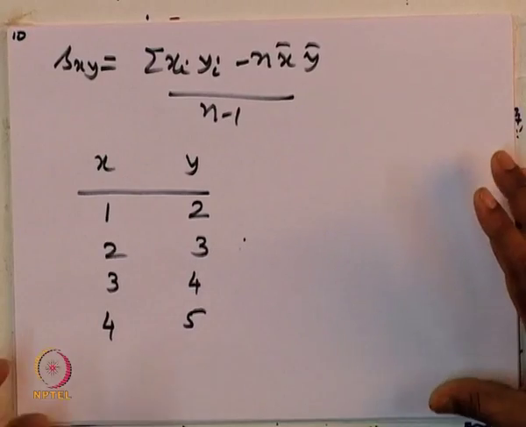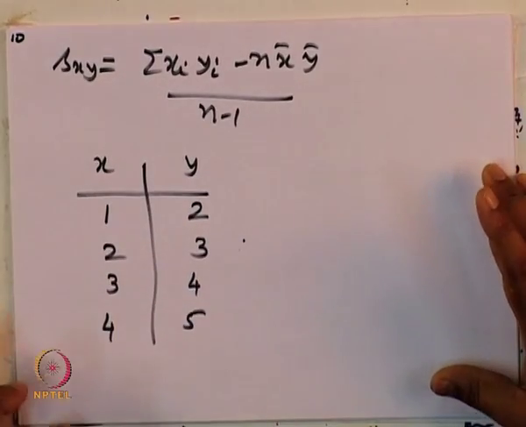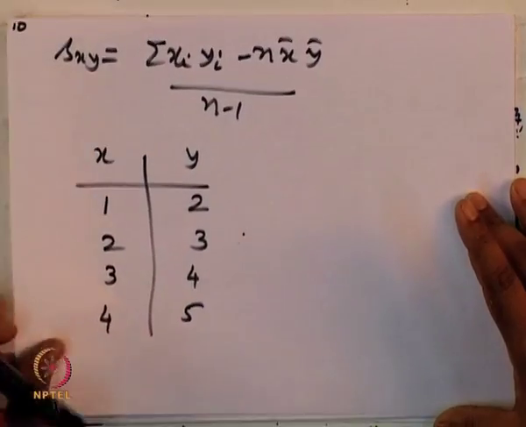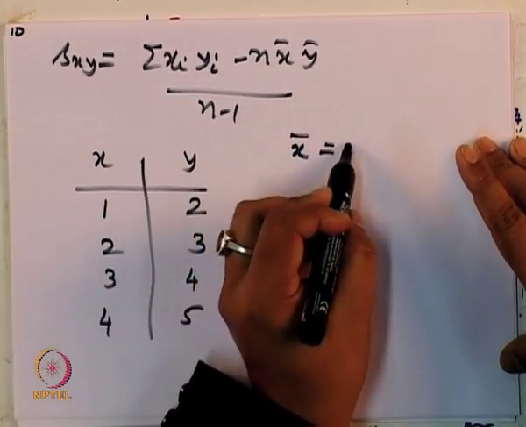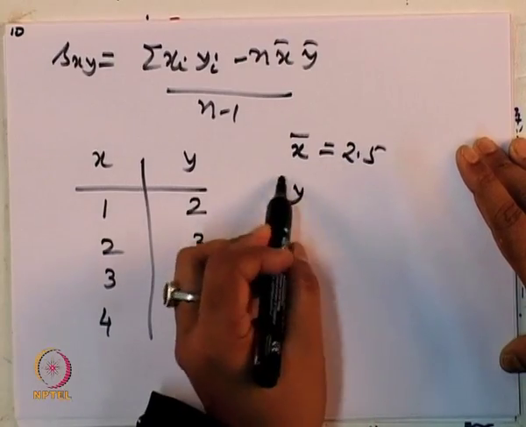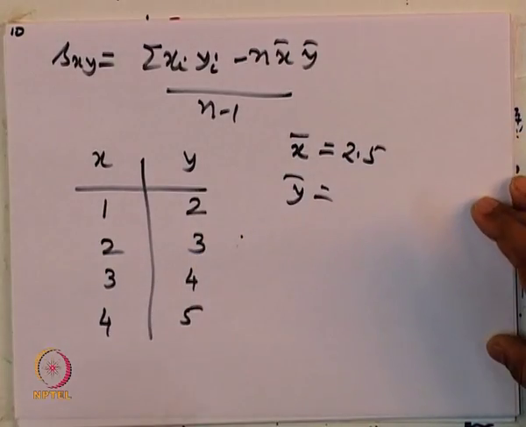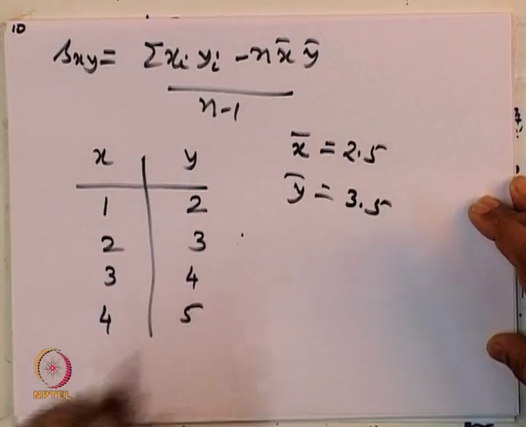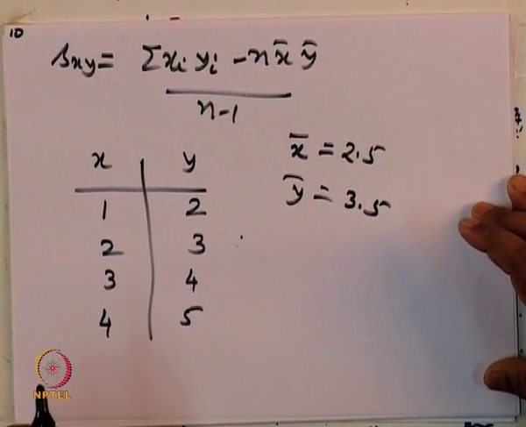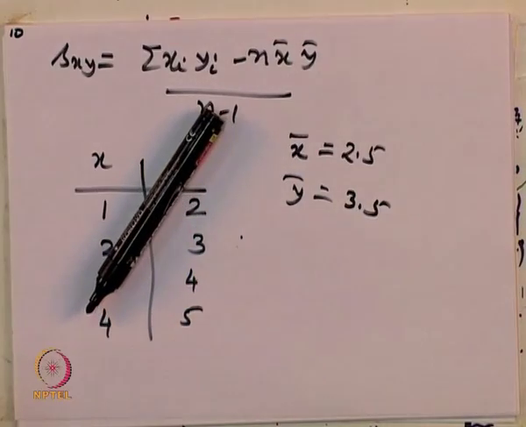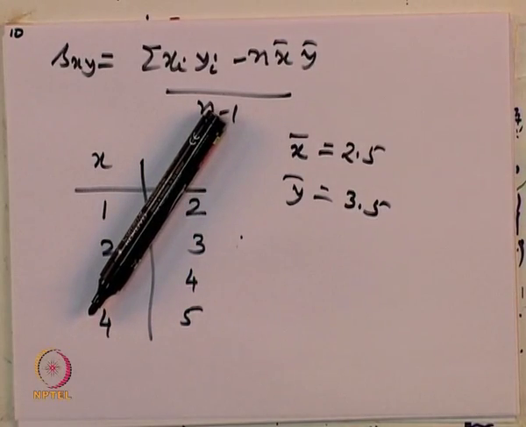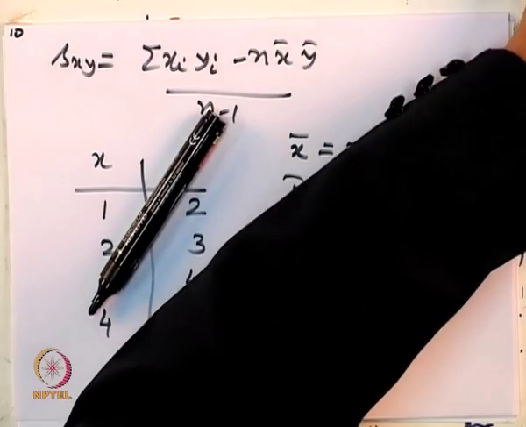Okay. Let us assume that I have the following four values of x, and so I can calculate the value of x bar. x bar is equal to 2.5, y bar is equal to 3.5. Okay. I can find out. So, let us open RStudio.